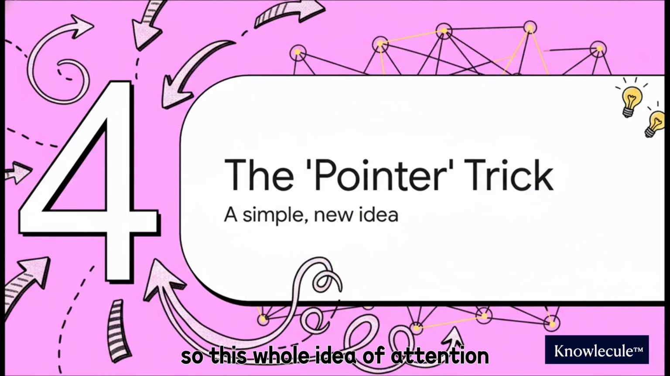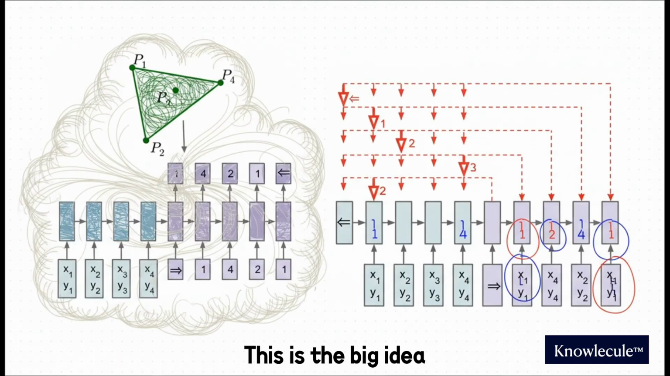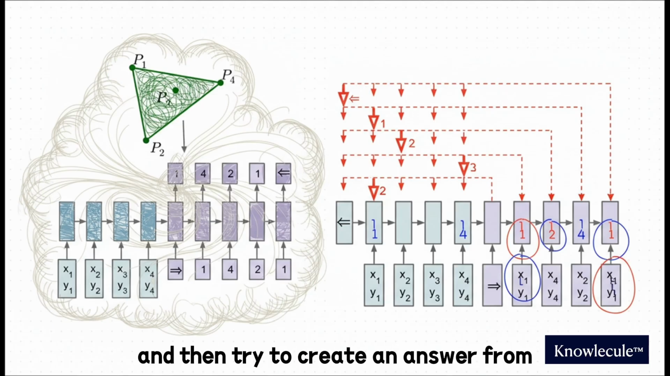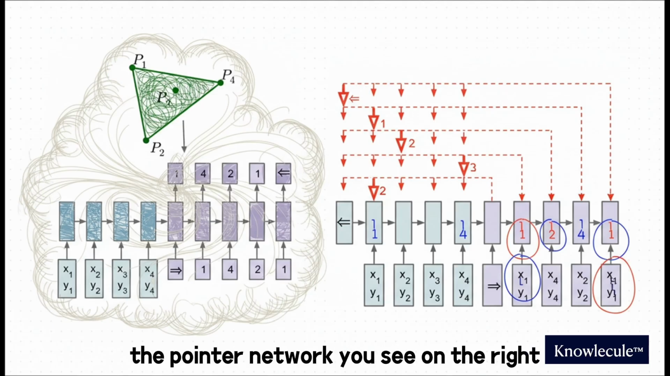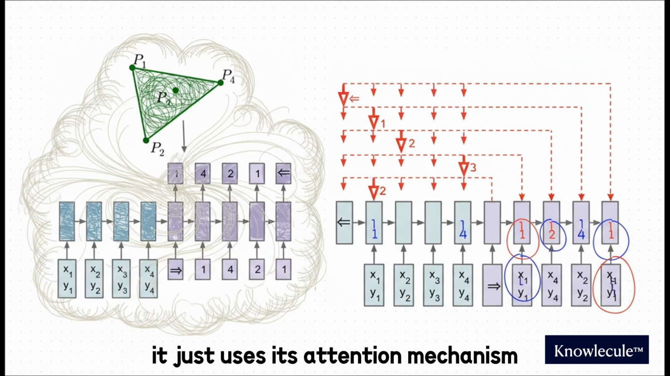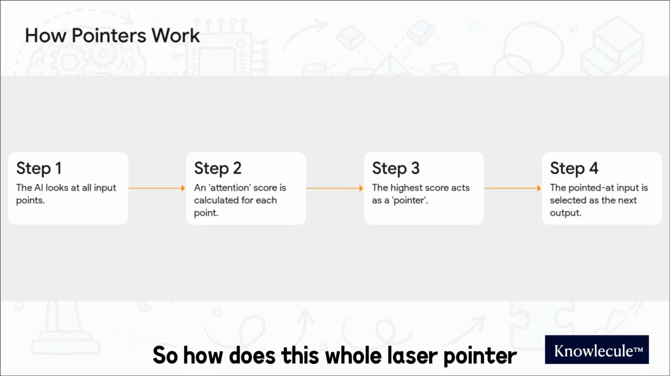Okay, so this whole idea of attention was cool, but it led to something even cooler. A truly brilliant trick that finally cracked this whole puzzle wide open. And here it is. This is the big idea. On the left, you've got the old way of using attention. The AI would look at all the dots, kind of mush all that information together into this general context, and then try to create an answer from scratch. But the new idea, the pointer network you see on the right, is so much smarter. Instead of trying to create something new, it just uses its attention mechanism like a laser pointer to literally point at one of the original dots and say that one, that's the next part of the answer. So how does this whole laser pointer thing actually work?